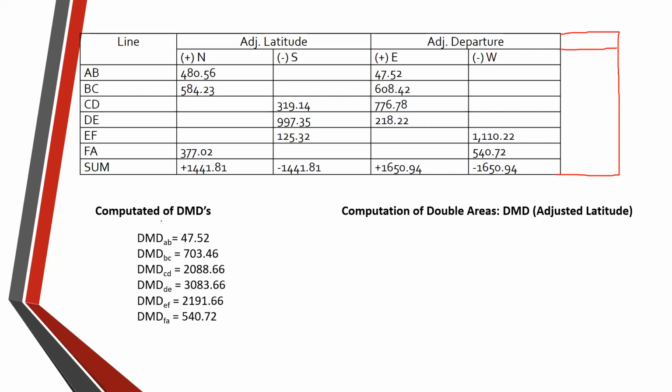So we need to compute the double area. Double area is equal to DMD times the adjusted latitude. Okay? So we have 47.52 as our DMD, and the corresponding latitude of AB is 480.56, and that is equal to 22,836.211. For the departure of the line BC, that is 703.46 times 584.23.